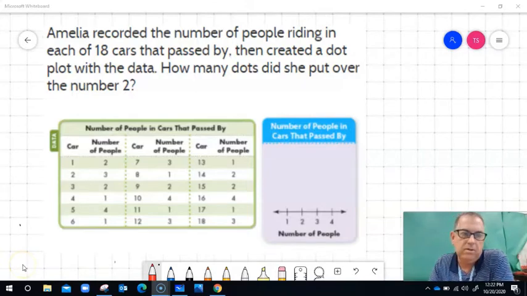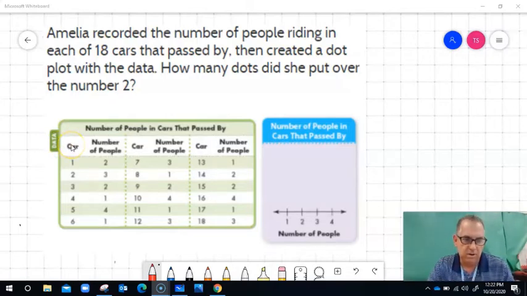Okay, let's go ahead and look at this guided practice problem. It says, Amelia recorded the number of people riding in each of 18 cars that passed by, then created a dot plot with the data. How many dots did she put over the number 2? And here's the data right here.